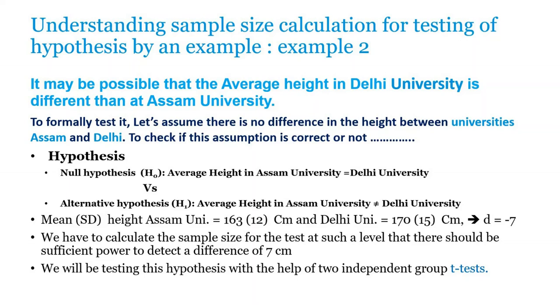So for this I have constructed a hypothesis that the height of Assam University is equal to Delhi University. There is no difference, absolutely no difference. My alternate is that there is a difference. Now what is the allowable difference? Even with that difference I will say that both are equal.